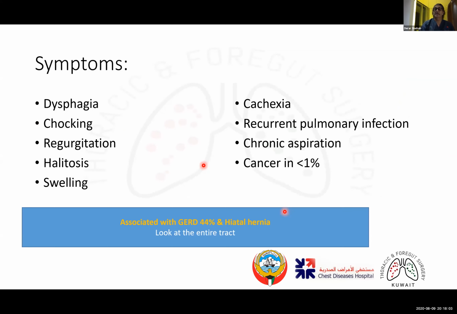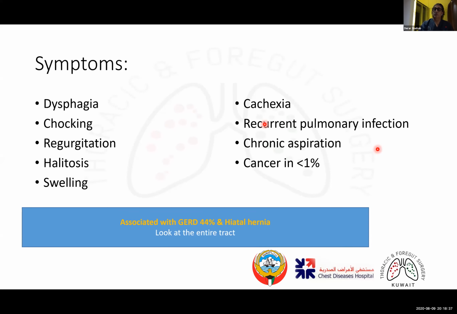Those patients present with many symptoms: dysphagia, choking, regurgitation, halitosis. Sometimes, if you are lucky enough or big enough, you're going to feel or hear the diverticulum on the side of the neck. If it is severe and big enough, the patient may present with weight loss or sometimes with respiratory symptoms because of the aspiration of undigested food.